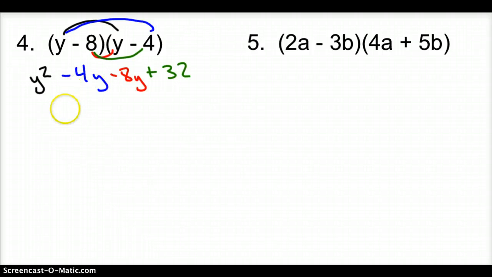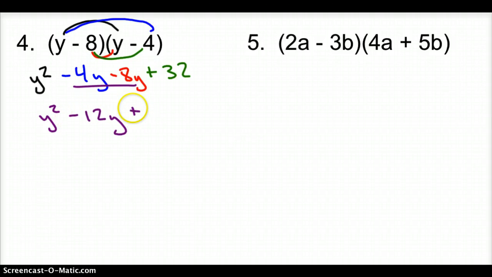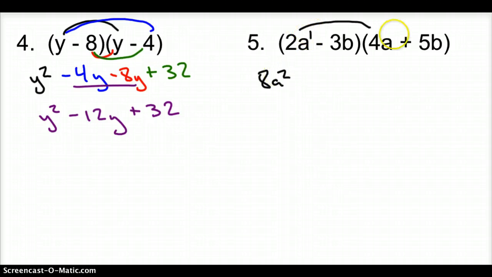Now we simplify again. I'm going to bring down my y squared. What like terms do we have? We have a negative 4y minus 8y, so it's going to be a negative 12y plus 32. Again, with number 5, I'm going to use FOIL. So first terms, I'm going to take the first terms times each other. Now I have a 2a times a 4a, so it's going to be 8a squared, because I have 2 exponents for my a.